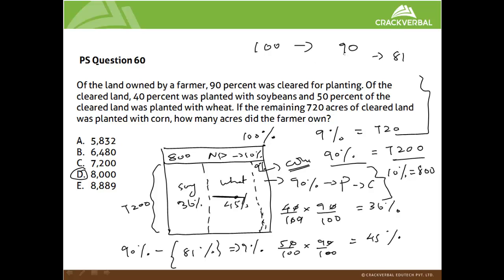You have to be very careful about what they are taking the percentage on. Here they are taking it on the cleared land. Of the cleared land, 40% are planted. So it is 40% of the 90% here, not the overall 100.